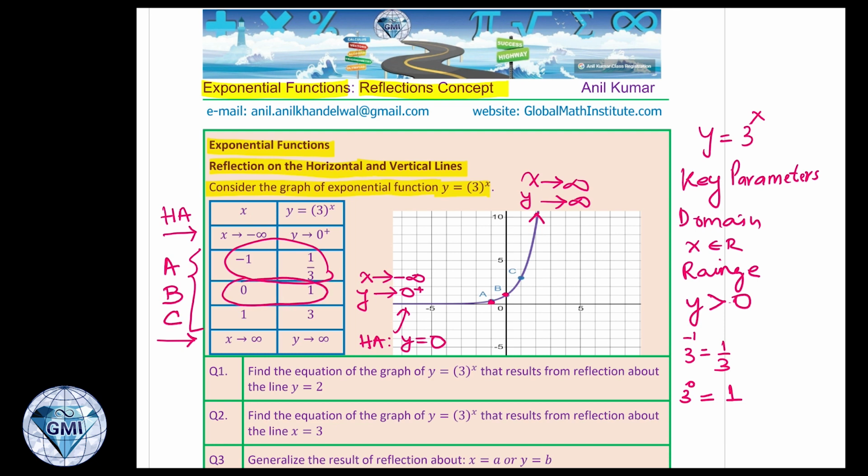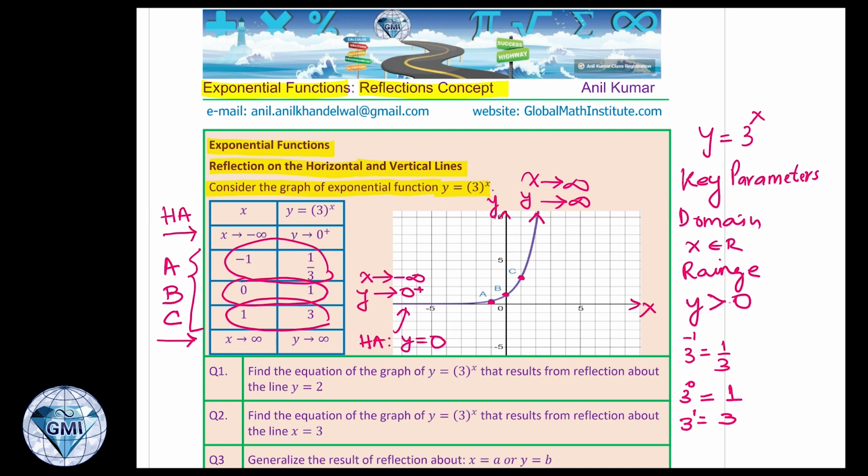Point C is when x is equal to 1. 3 to the power of 1 will be 3. So we get this point (1, 3) on the coordinate plane, as shown here as point C. So these 3 points are the key points, along with the horizontal asymptote and what happens when x is infinitely large. Those 5 parameters define the graph of the exponential function 3 to the power of x, as you can see here. Clear? That is how you will sketch the graph of 3 to the power of x if it is not given to you.